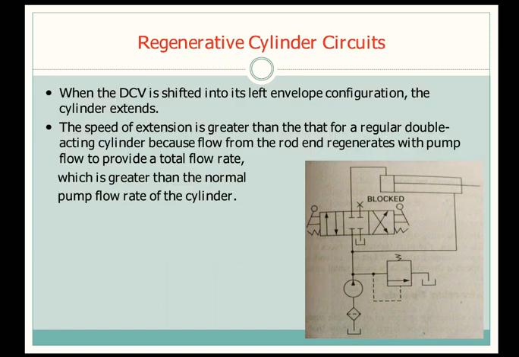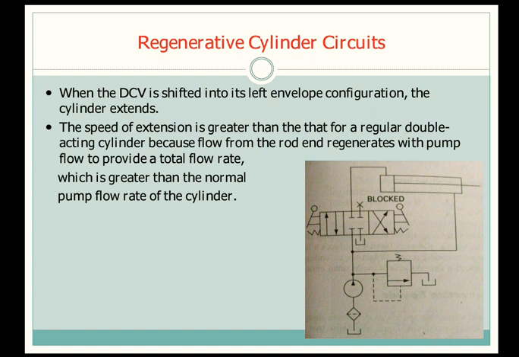When the directional control valve is shifted into its left envelope configuration, the cylinder extends. Here you can see that the speed of extension is greater than that of a regular double acting cylinder, because flow from the rod end regenerates with pump flow to provide a total flow rate which is greater than the normal pump flow rate of the cylinder.